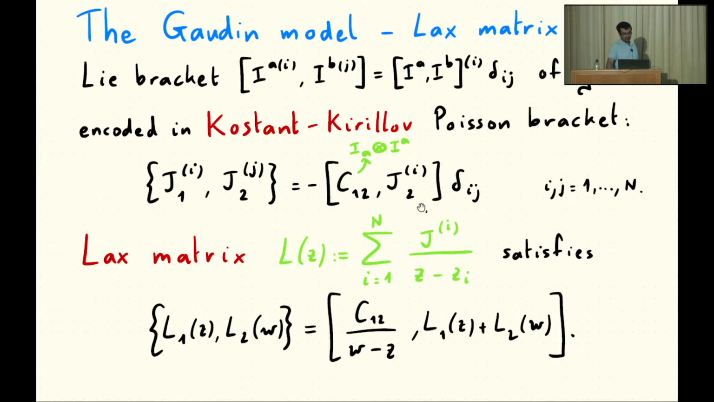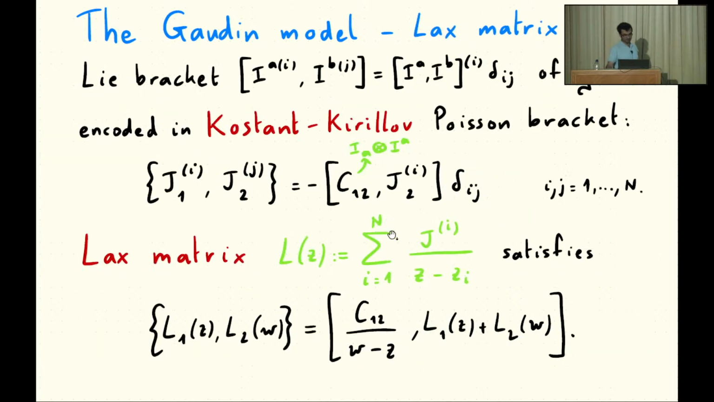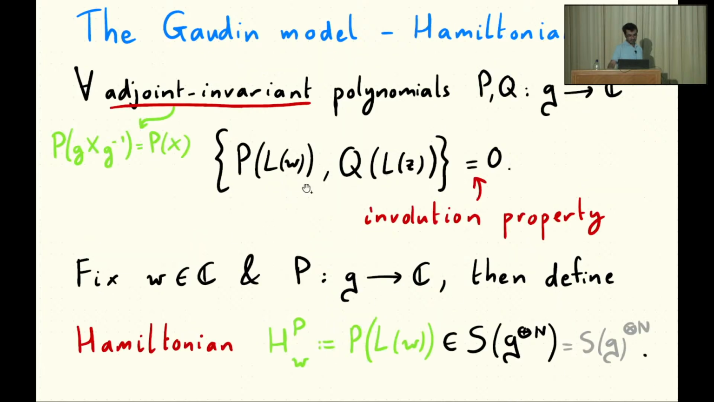So the advantage of writing the Poisson brackets of the phase space in this form is that it immediately produces a very large family of integrals of motion, which Poisson commute. So in particular, if you choose adjoint invariant polynomials, P and Q, by which I mean that they're invariant under the adjoint action, like this, then if you evaluate these polynomials on the Lax matrix at different parameters z and w, these Poisson commute essentially by virtue of the fact that the Poisson bracket here is a Lie bracket. Okay. So then, to define the Hamiltonian of the Gaudin model, you just pick a w and you pick a polynomial, which is invariant, and you define the Hamiltonian as this polynomial P applied to the Lax matrix at w. So this just fixes a choice of Hamiltonian, and then by this construction, you get a large family of integrals of motion which mutually commute with each other. Okay.